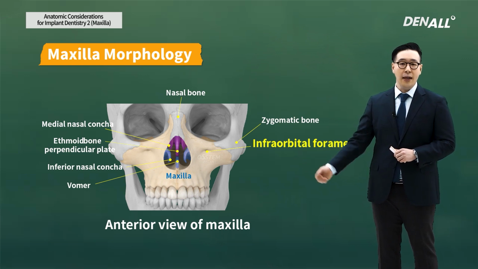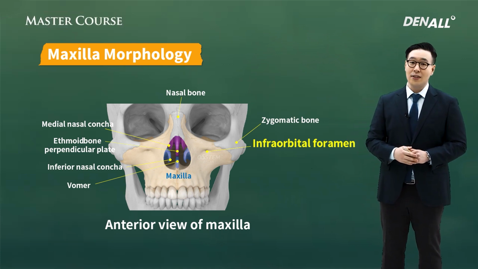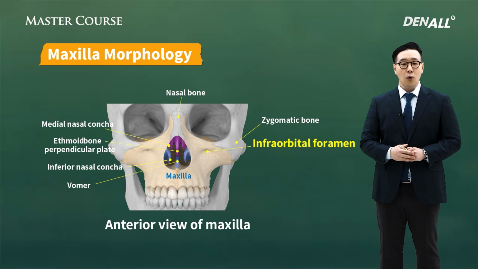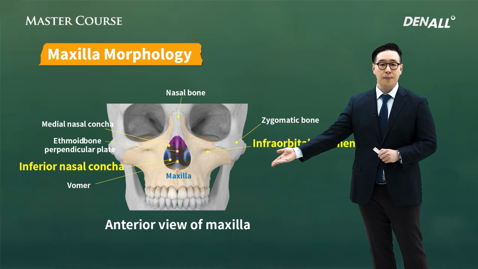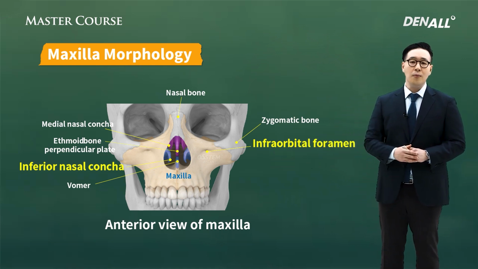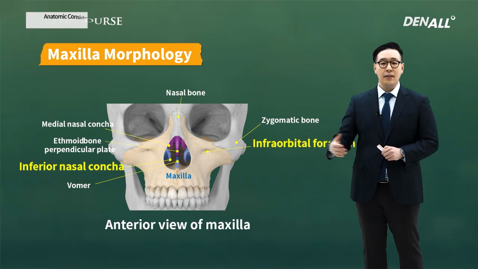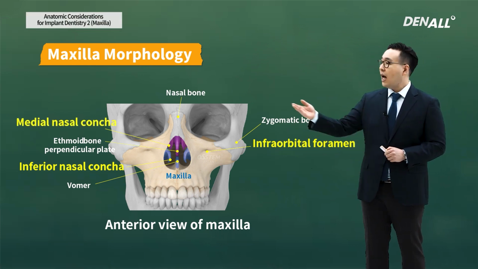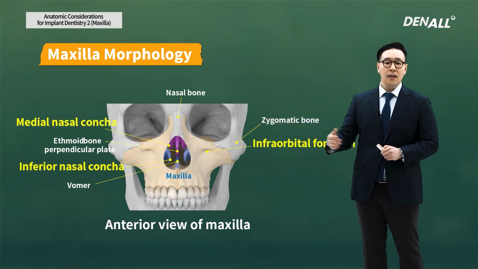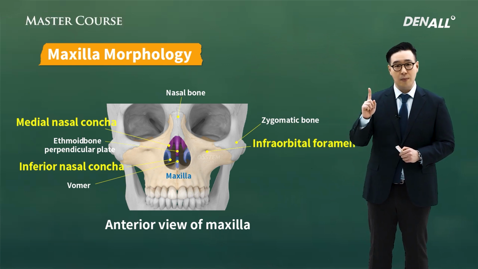This infraorbital foramen is where the second branch of the fifth cranial nerve exits, and through the nasal cavity, middle and inferior nasal concha can be seen. This concha is also called as turbinate, and this will be more explained when we talk about sinus. Inferior nasal concha forms the medial wall of the sinus, and the middle nasal concha is lower than that. It's where the ostium opens, so anatomically it's very important area.